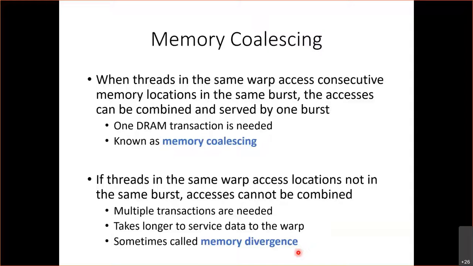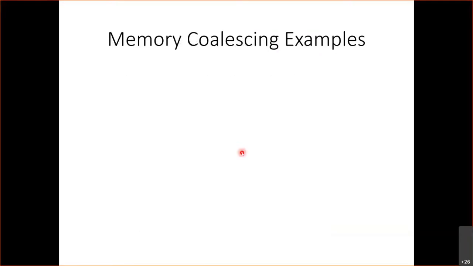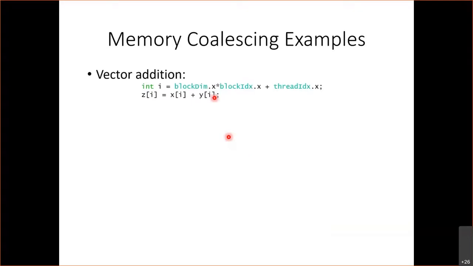Okay. And we've actually been adhering to memory coalescing quite well so far, just because it was so easy to do that in the applications that we've looked at so far. So let's go back and see the code that we wrote. So here in our vector addition code, when you look at what threads in the same warp are accessing, are threads in the same warp likely to access data in the same DRAM burst?